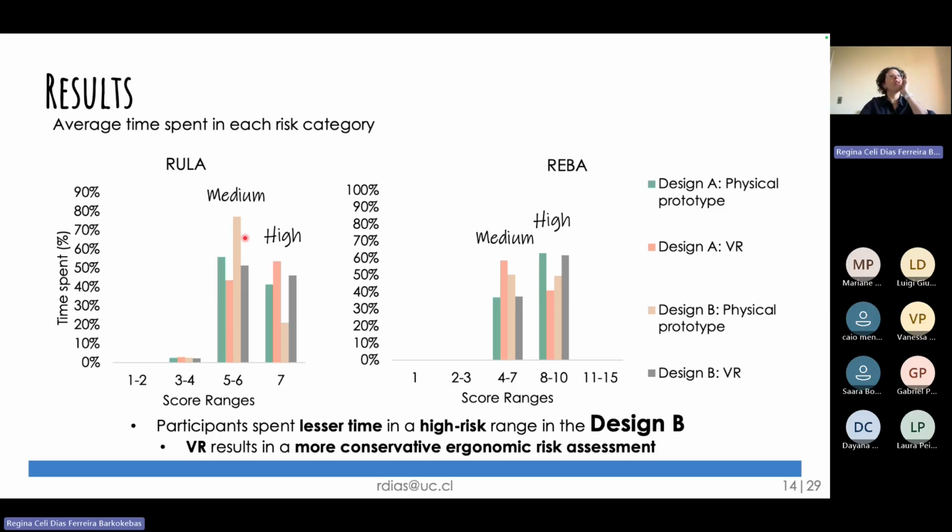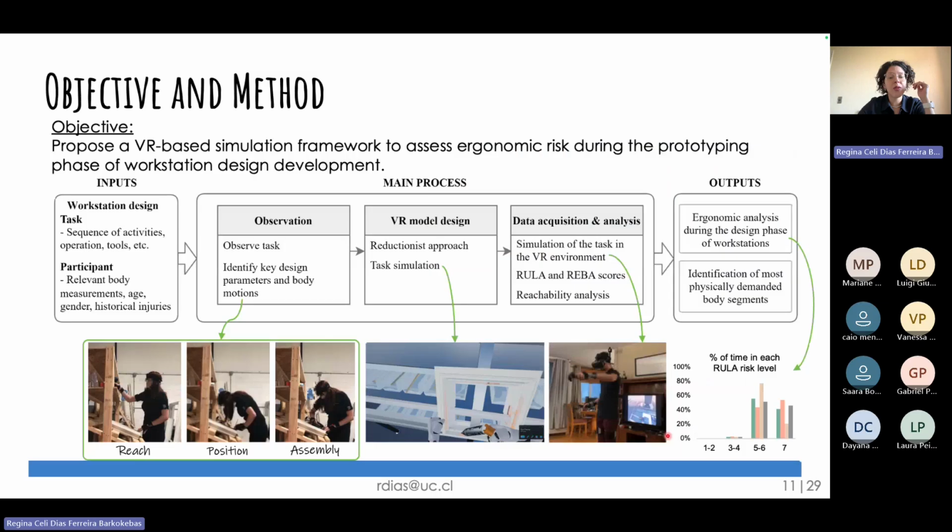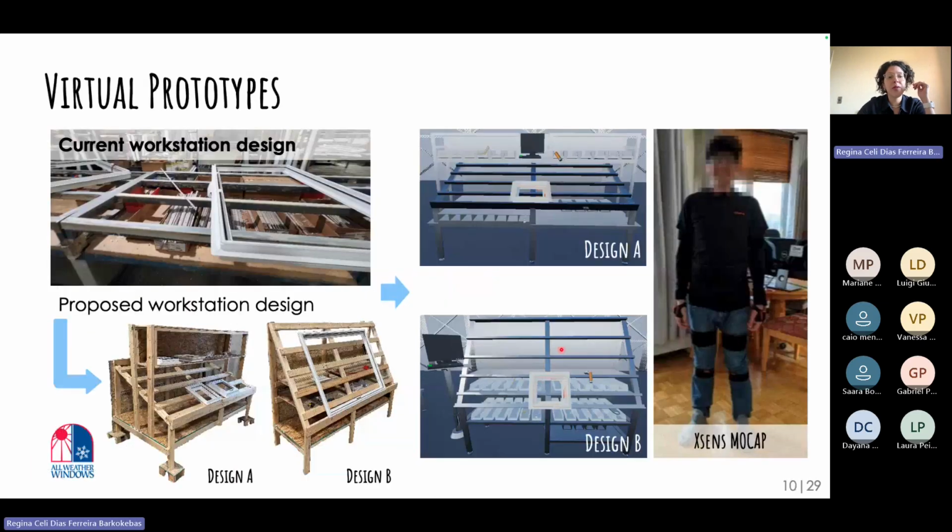Oh no, sorry, for the physical prototype of design B, they spend more time in the medium range, which is good. It's better to spend more time in the medium range than in the high range. And for that reason, we decided to develop even more and to improve the design B option, which was the design option with the higher angle, the 60-degree angle. Okay, and also the height of the shelf was a little bit lower than design A.